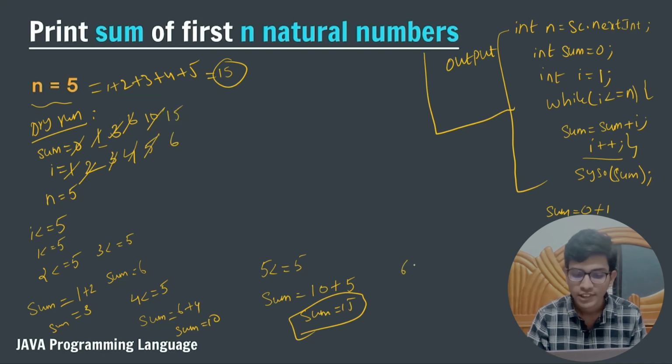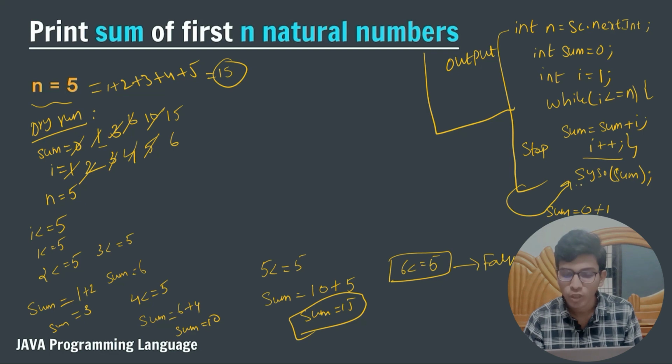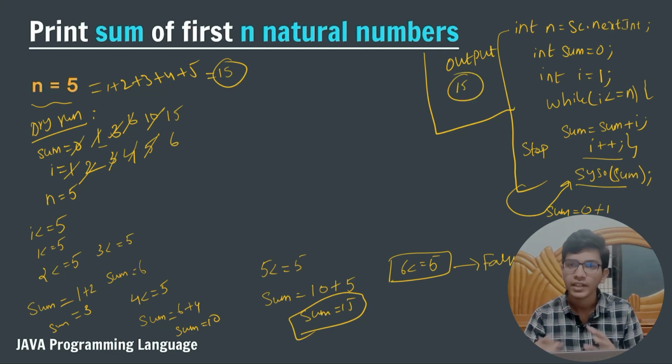Now 6 is not less than or equal to 5. This condition is false. If the condition is false, then we'll stop our while loop, and after that we'll print our output here. So sum value is 15 now. So 15 will be printed as output. So this is the working of our pseudocode.